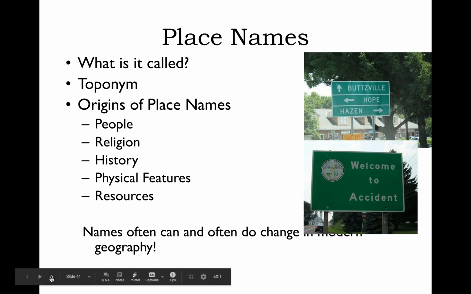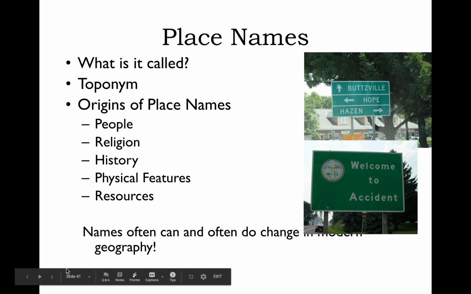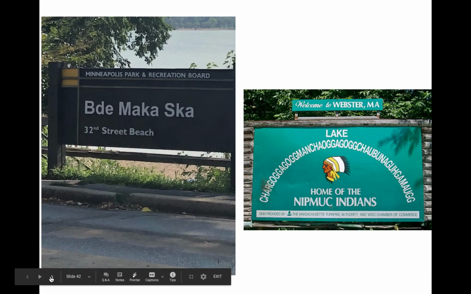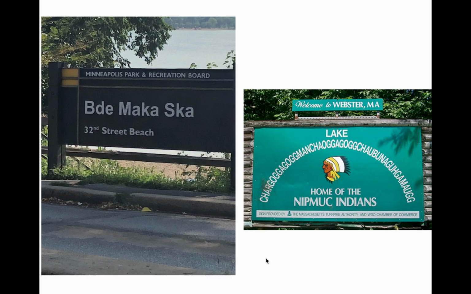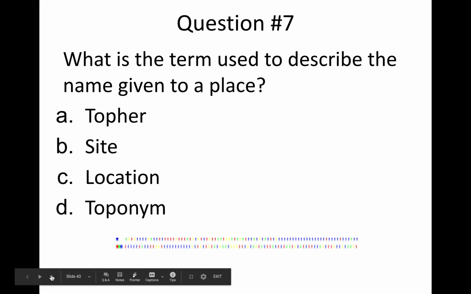One example that comes to mind is Lake Calhoun. Historically, it was named after what was identified later as a slave owner and significant founder of that region of Minneapolis, and it was recently changed to Bde Maka Ska. And again, they do change over time.